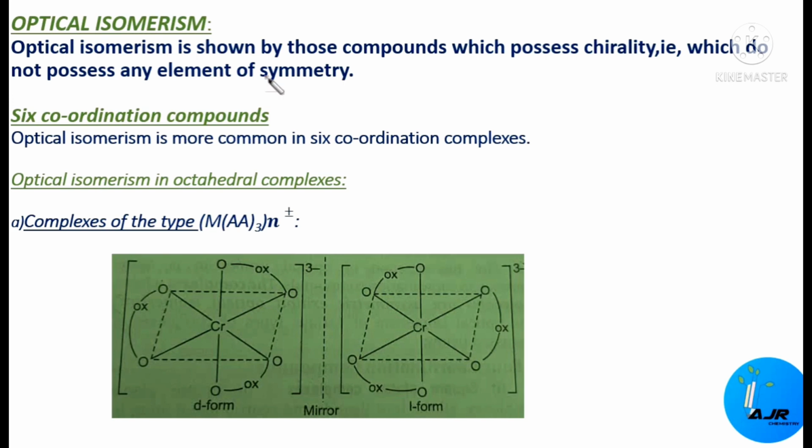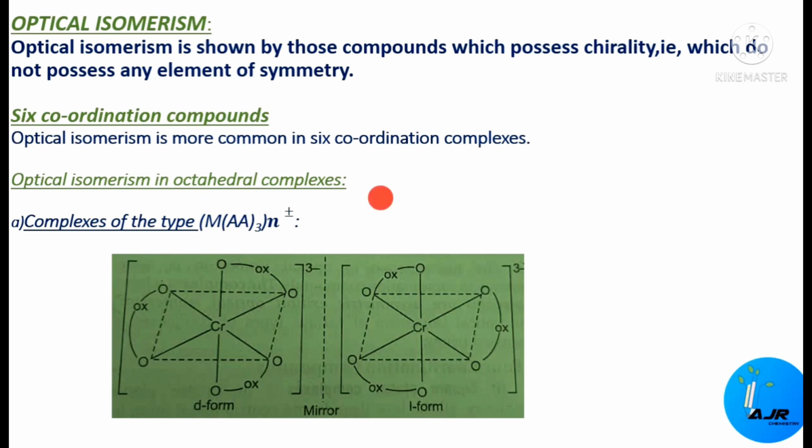Understood? So, when a molecule does not possess any element of symmetry and its mirror image is not superimposable on the molecule itself, then it is said to be optically active. Such an asymmetric molecule can exhibit the phenomenon of optical isomerism. Here also we have 4 coordination compounds as well as 6 coordination compounds, but 4 coordination compounds do not show optical isomerism, but 6 coordination compounds show optical isomerism. So optical isomerism is more common in 6 coordination compounds.